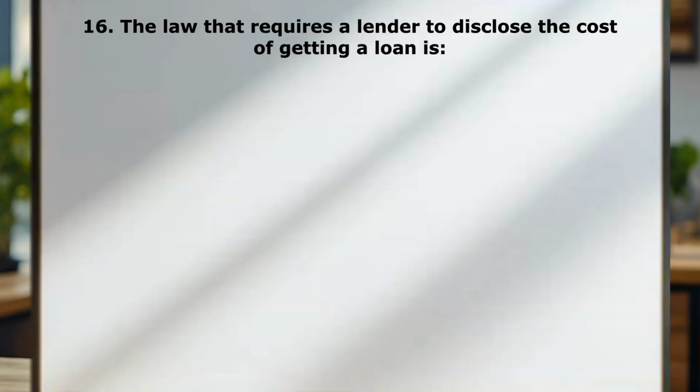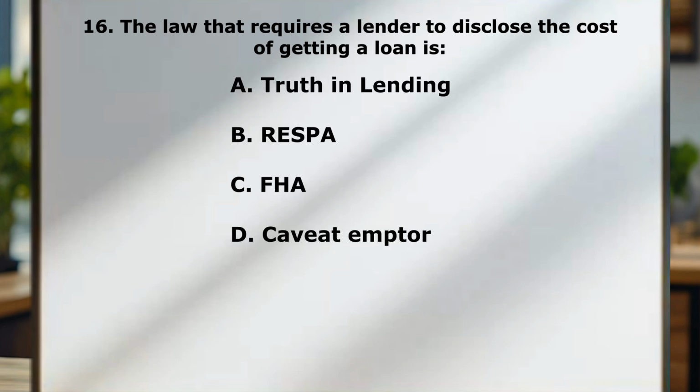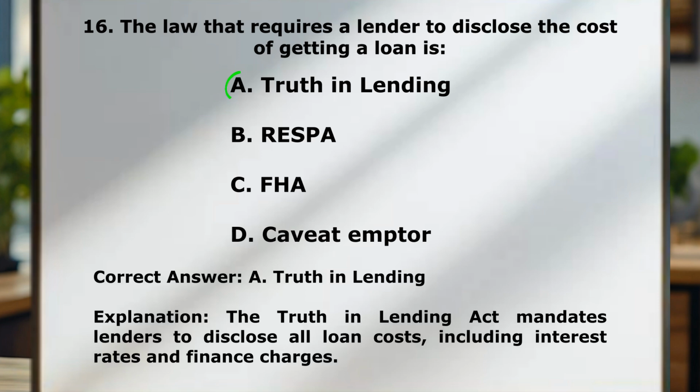Question number 16. The law that requires a lender to disclose the cost of getting a loan is A, truth in lending, B, RESPA, C, FHA, D, caveat emptor. Correct answer here is A, truth in lending. So, the Truth in Lending Act mandates that lenders disclose all loan costs, including interest rate and finance charges.